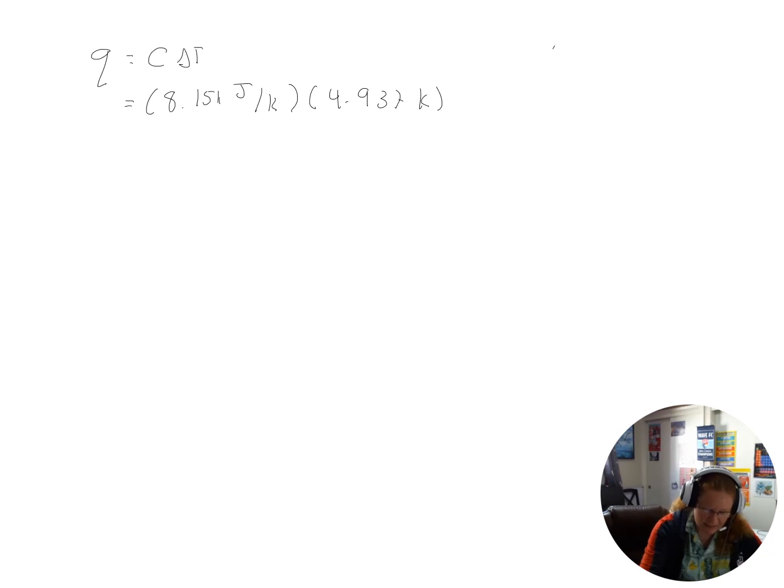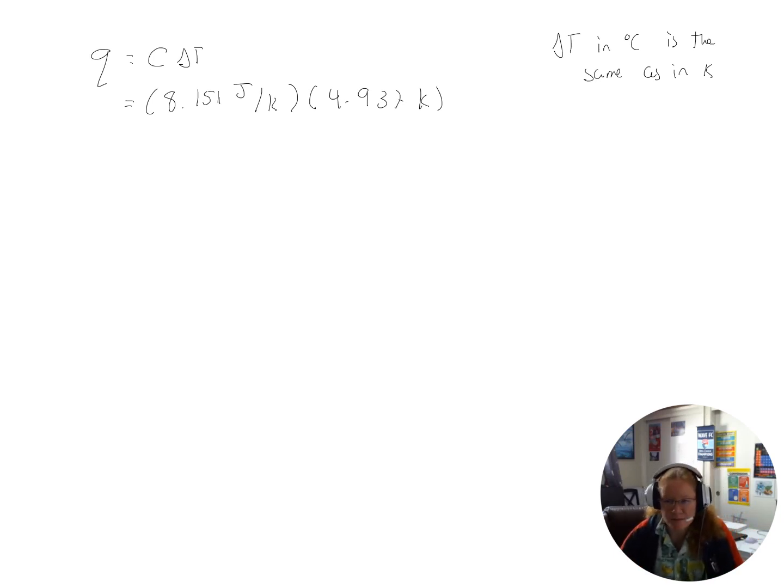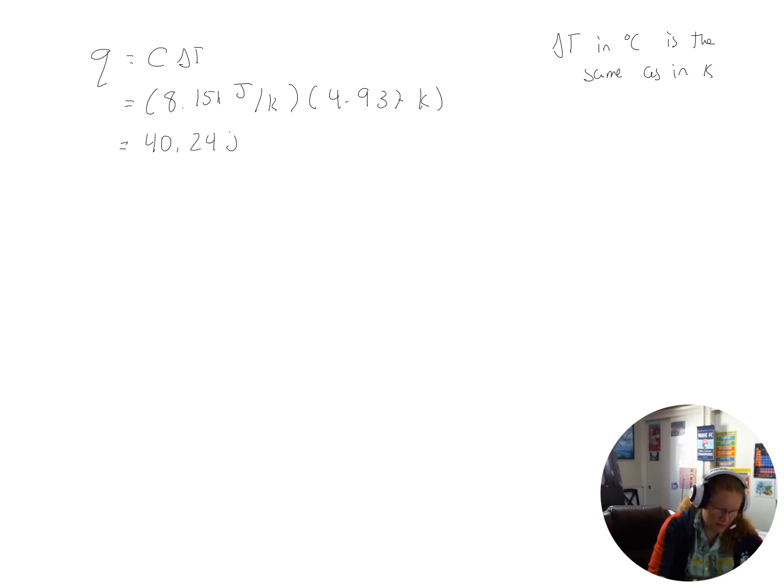So delta T in degrees Celsius is the same as in Kelvin. Like if I went from 0 degrees to 100 degrees, my delta T would be 100. In Kelvin, that's 273 to 373. My delta T is still 100. So I don't have to do any further conversions there. So what I'm going to get is 40.24 joules.